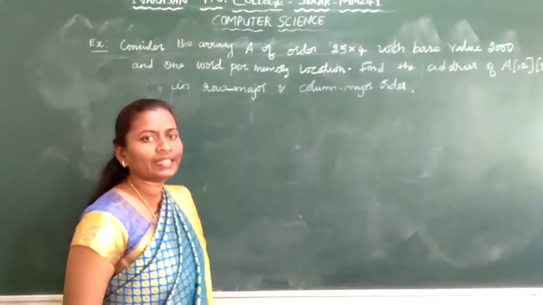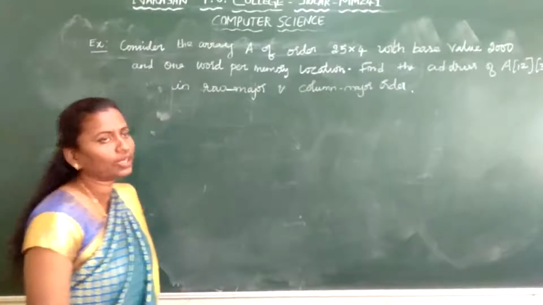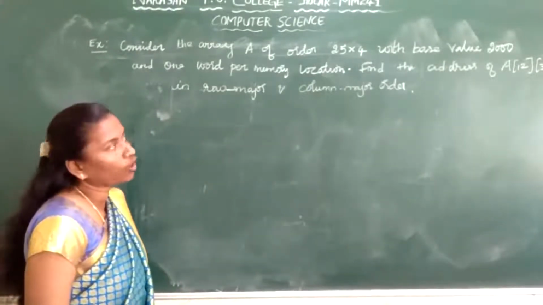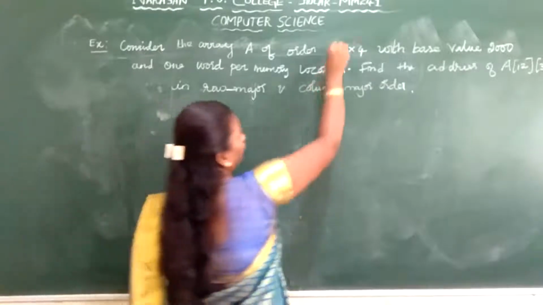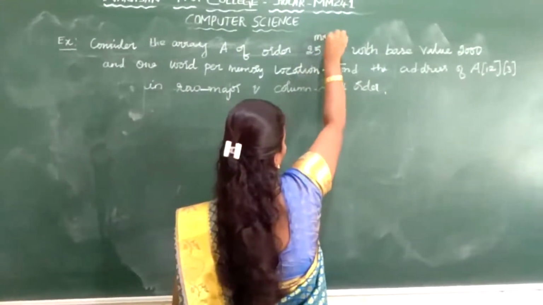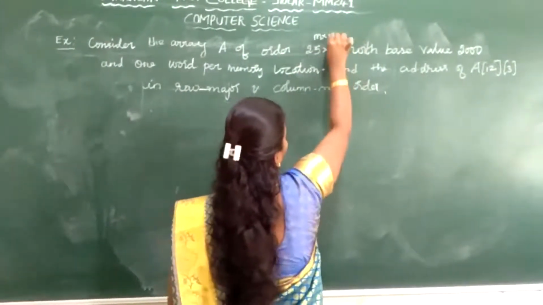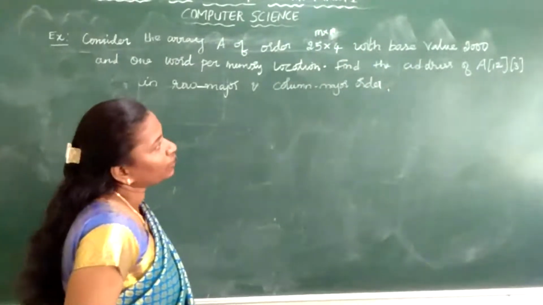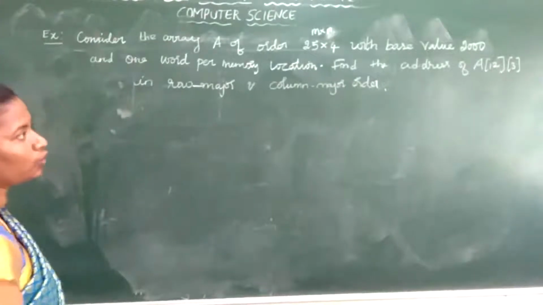So I have taken an example problem. See, this is a worked out example. Consider an array A. A is an array of order m into n, that is 25 into 4, an m into n matrix. So your m value is 25, your n value is 4, with a base value 2000.